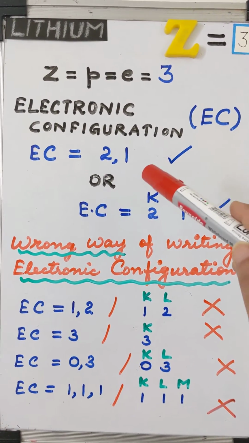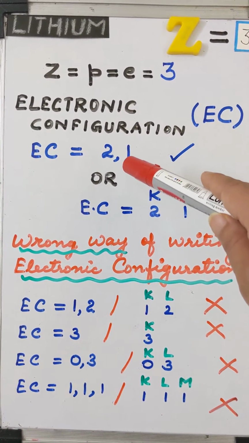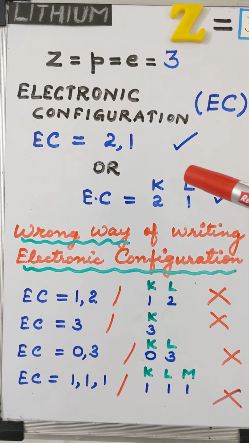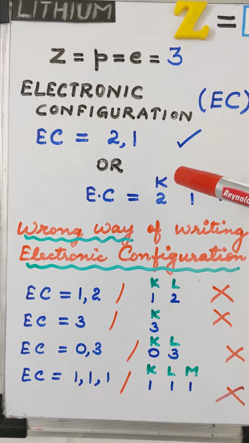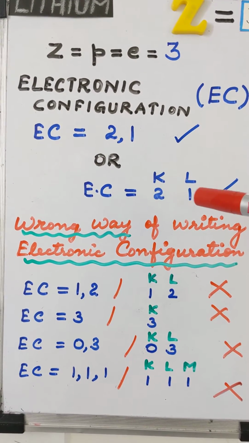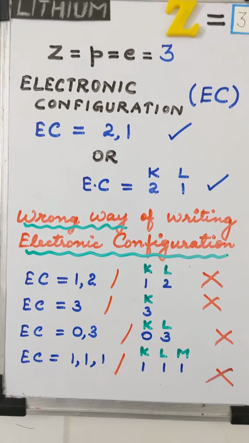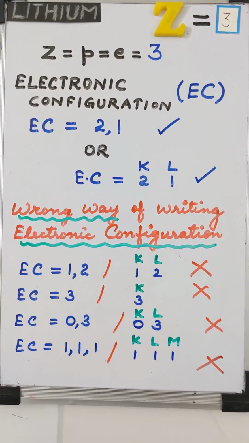Whenever we write electronic configuration, we put a comma in between. Or we sometimes write it as K above and the number 2 below it. That means there are 2 electrons in the K shell, L above and 1 below it. That means 1 electron in the L shell. So this is how we write the electronic configuration for lithium.